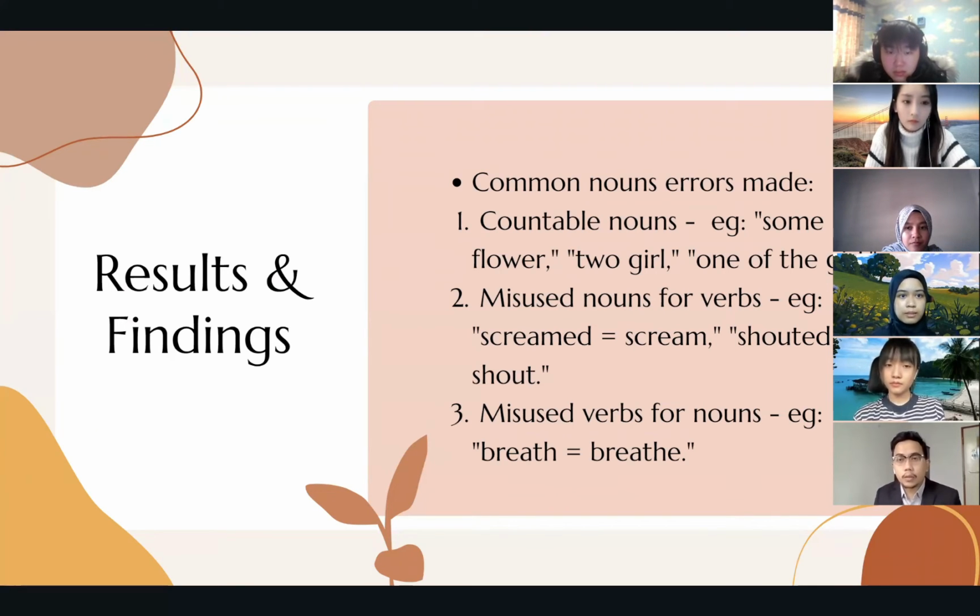The second one in our ranking is misused nouns for verbs. For example, the student said screamed, when they are supposed to say scream. The third one is the misused verbs for nouns. Example, breath and breathe. Okay, next slide.